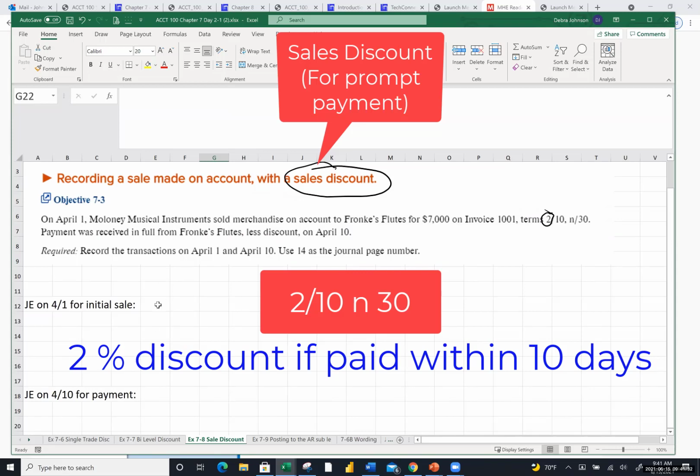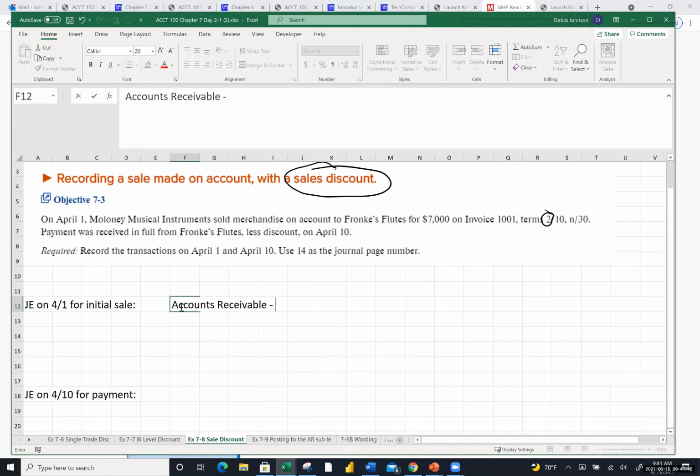And they want you to record both journal entries. Okay, so first journal entry, this is what the last chapter was about, or the last lecture was about. We would debit accounts receivable, and because we're now keeping subsidiary ledgers, we have to list the customer's name always, always, always. So you won't see us using accounts receivable by itself anymore. It'll always be followed by the customer's name.